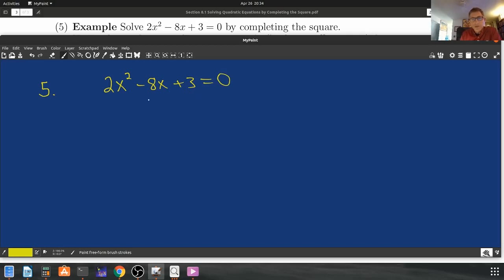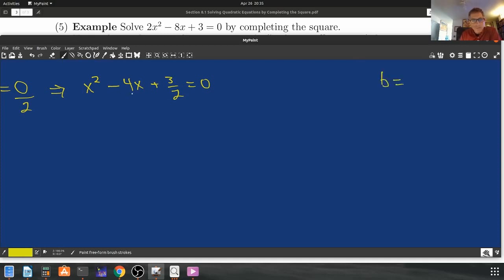But this is an equation, so I can multiply both sides by 1/2, or what is equivalent, divide both sides by 2. And when I do that, 2x squared divided by 2 leaves me x squared, minus 8x divided by 2. Well, minus 8 divided by 2 is minus 4x, plus 3/2 is equal to 0. And that is the equation that we're going to look at, is just this one. So again, over here on the side, my b term is equal to minus 4.